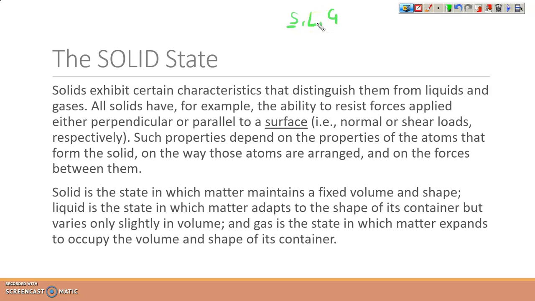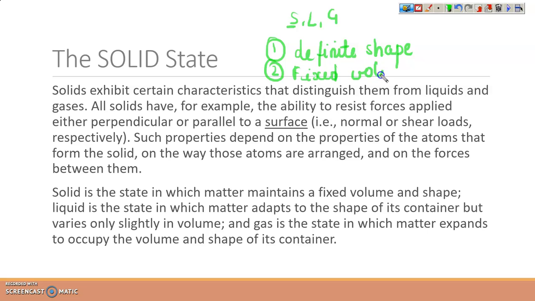All solids have a definite shape. So this is the first point, that solids have definite shape. Second point, they have distinct boundaries with fixed volume. They have fixed volume. I mean that they are incompressible, with negligible compressibility.